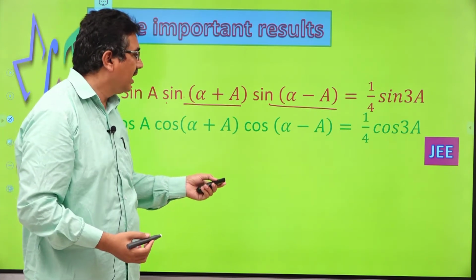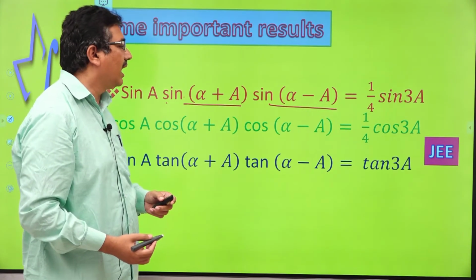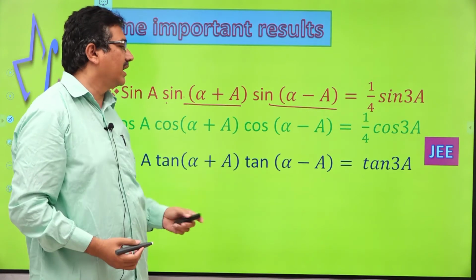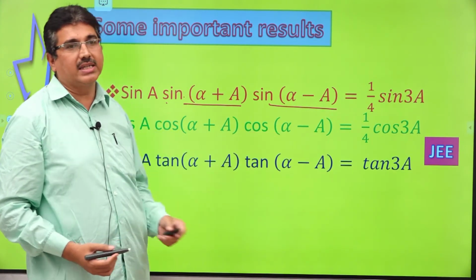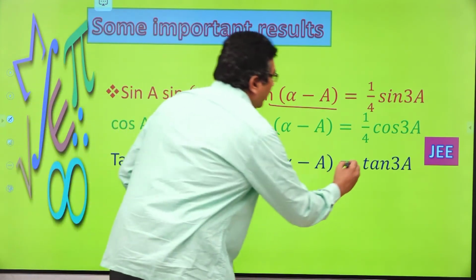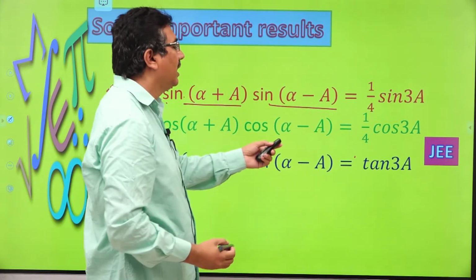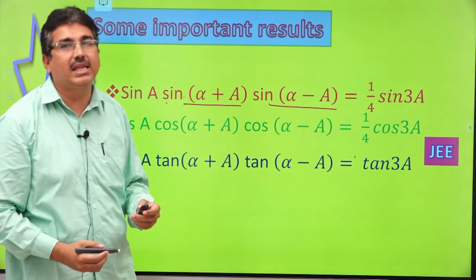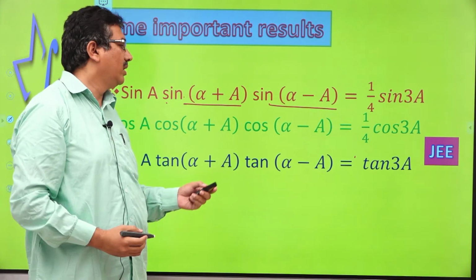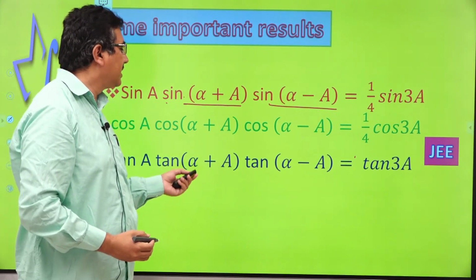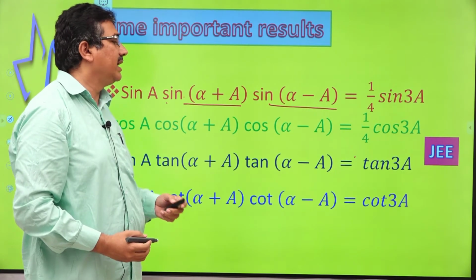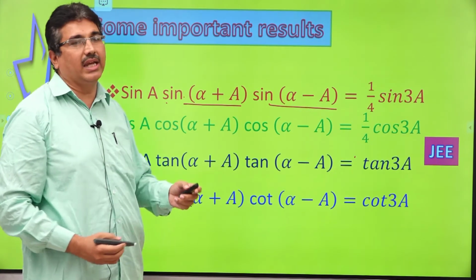Right? See, what is the value of tan A, tan alpha plus A, tan alpha minus A? Here, 1 by 4 is not coming. Simply that is equal to tan 3A. Now, similar result for cot, that is equal to cot 3A.